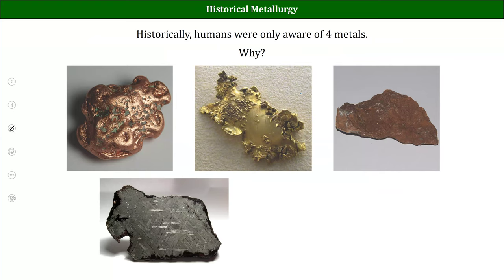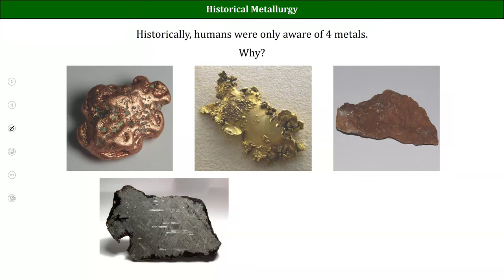Copper, gold, tin. Tin, they found it pretty early, but it was not actually one of the earliest 4. Bronze. Not lead. Bronze is an alloy of copper and tin. Actually, they call them the coin metals: copper, silver, gold. And this is a silver nugget.